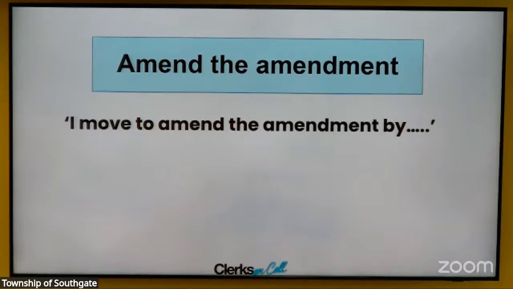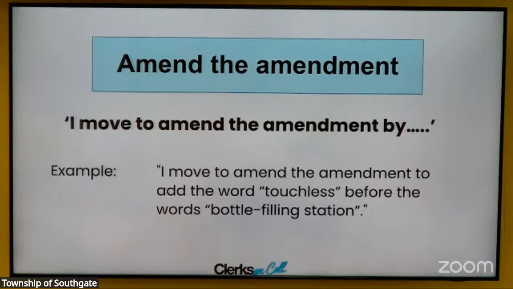So you would begin by saying, I move to amend the amendment by, and then if we're going to carry on with the example motion, let's say that another council member wants to change the amendment, which was the bottle filling station, to add the word touchless in front of the bottle filling station. So they would say, I move to amend the amendment to add the word touchless before the words bottle filling station. So again, this secondary amendment refines that first amendment by adding that health conscious feature to the bottle filling station. These steps might seem a little bit confusing if you haven't had a lot of experience making and amending motions, but I can assure you that once you use them more frequently, you'll become much more comfortable.